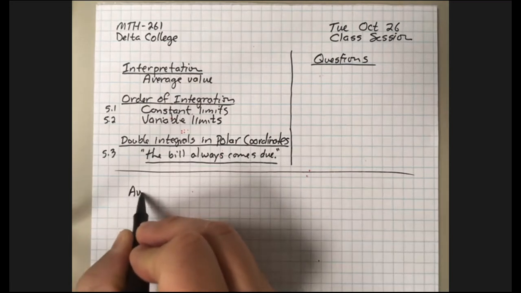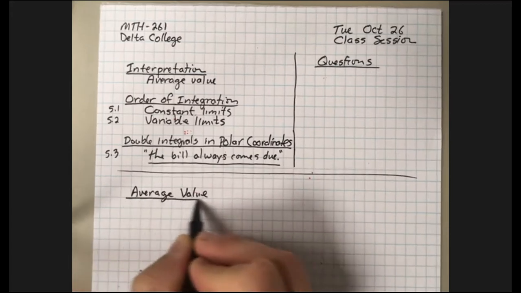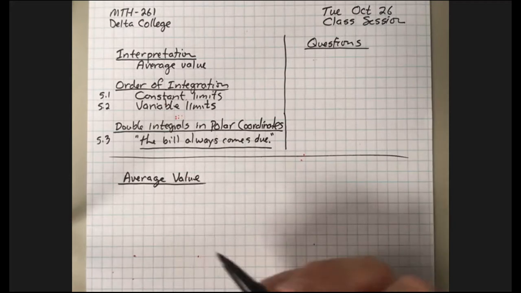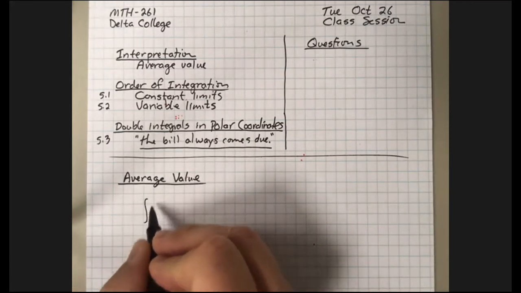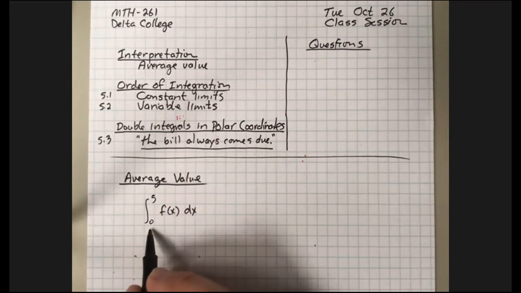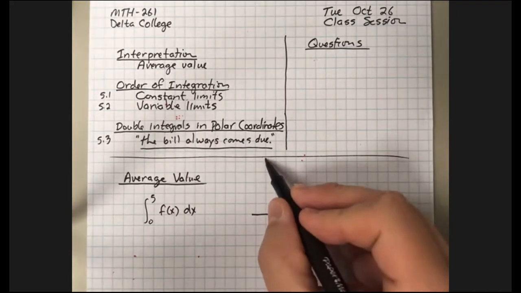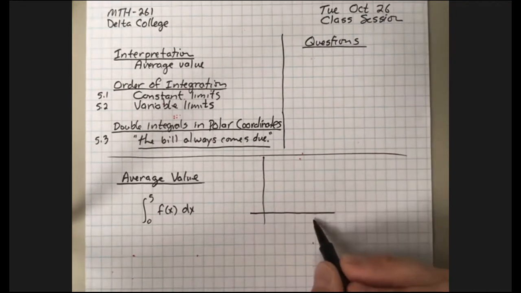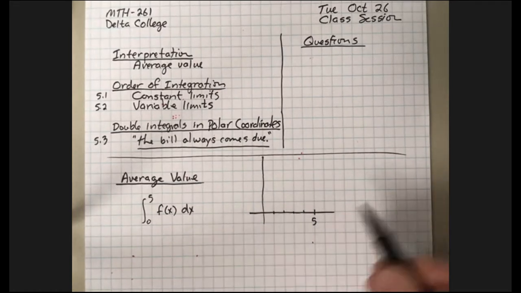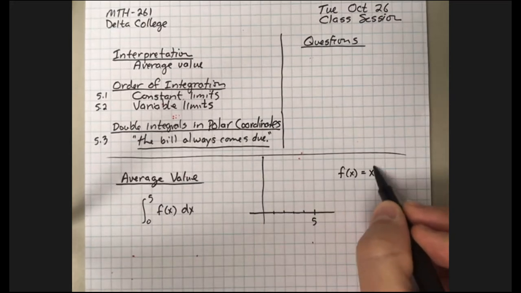So let me just give you a quick idea of what average value is, because this is a very flexible and useful idea. In fact, we've already done it in the sense of center of mass, but let me examine a very simple integral. So the integral from 0 to 5 of f of x dx. So let me choose this integral from 0 to 5 right here. And let's pick a very basic f of x. Let's say f of x equals x squared, a little bit like we did last time.